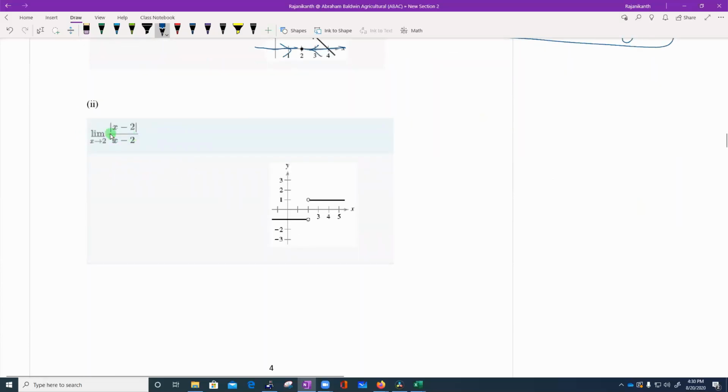So the next one, you have the absolute value of x minus 2 over x minus 2. Already we have the graph, so no difficulty. Okay, this is the catch now. Are you getting the same value from the right and left? They're the same number, but different signs. That means different values, right? So when x approaches 2 from the right side, the function is getting this value, which is 1.